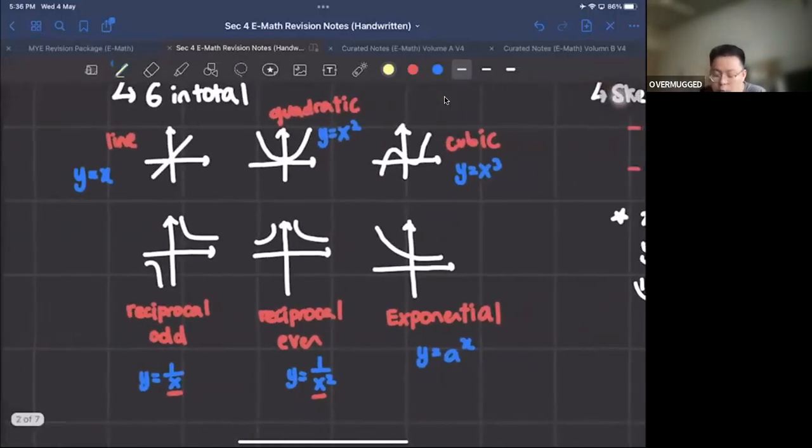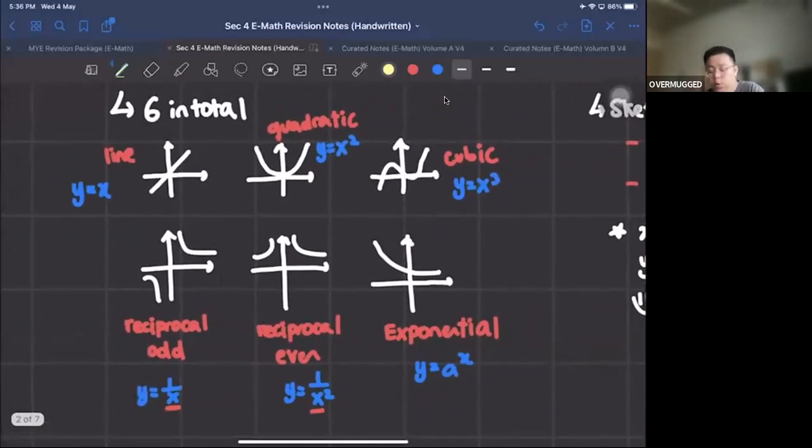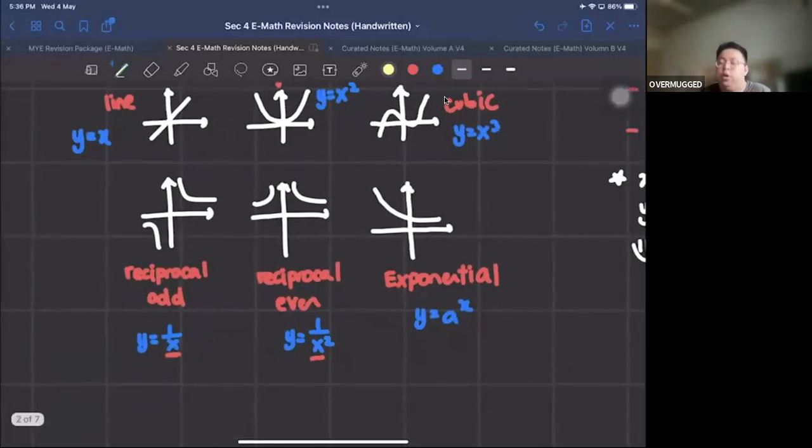Now, a funny name that I use to memorize all of these, I let you guys know, it's stupid, but it helps to memorize. Okay, line is called line, nothing different. A quadratic equation is a cup, C-U-P, cup. A cubic is like a slide. Reciprocal odd looks like a basketball. So I just remember whenever I see reciprocal odd, it looks like a basketball. And then all the basketball players are going to kill me after I say this. Okay, then reciprocal even looks like a volcano. Don't ask me why, it's just how I memorize. And exponential looks like a banana. Okay, so that's how I remember all my 6 graphs.